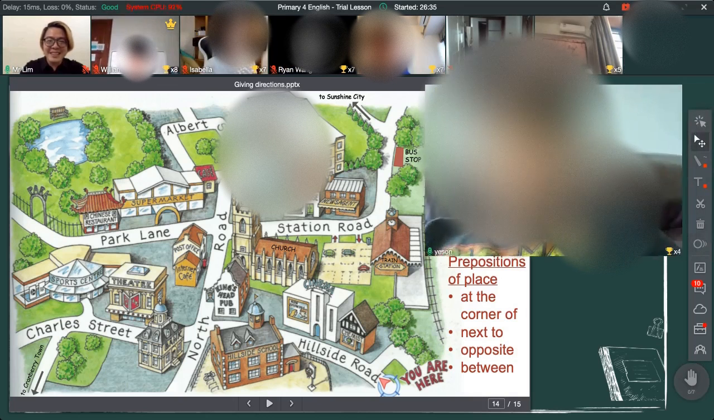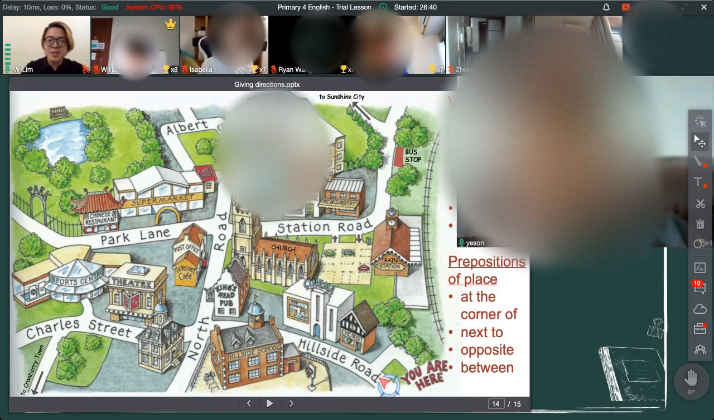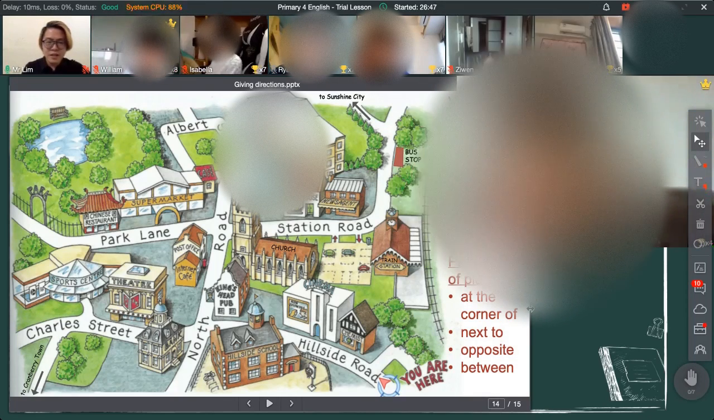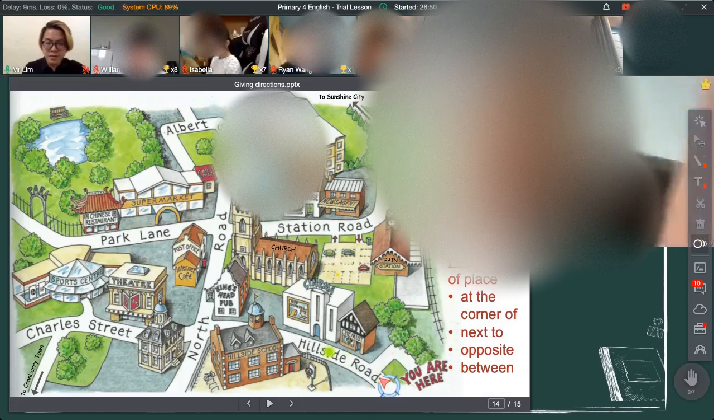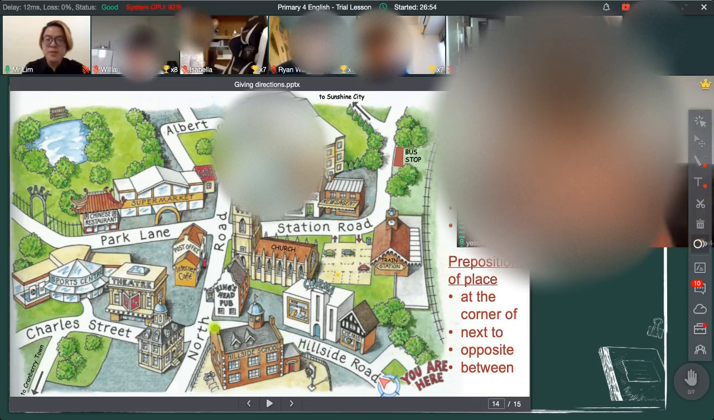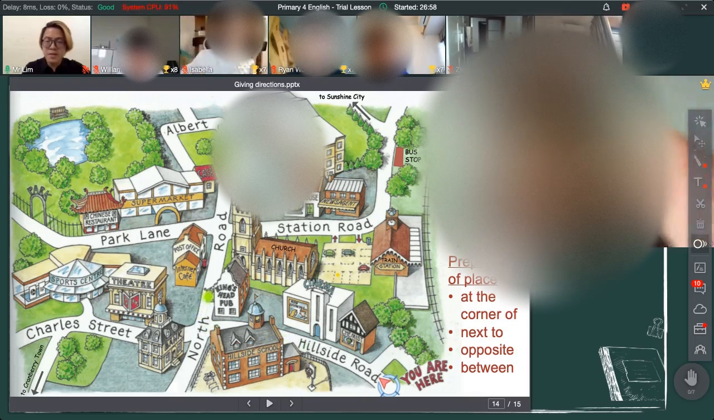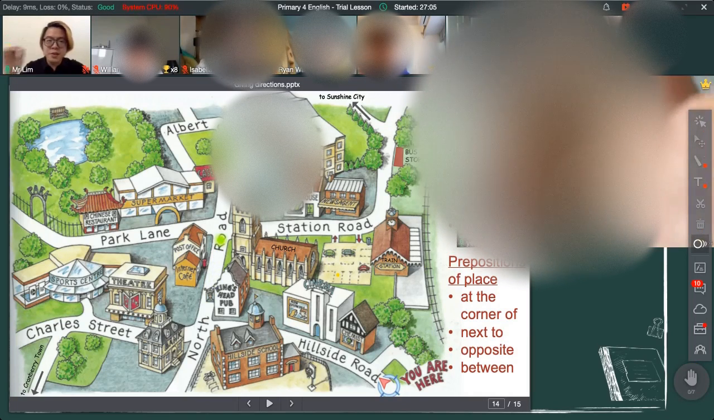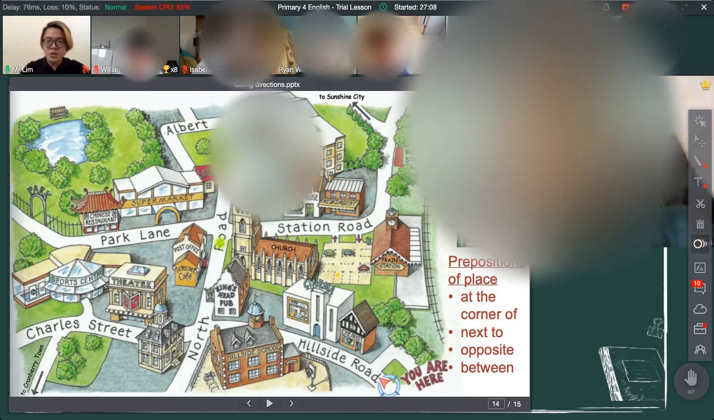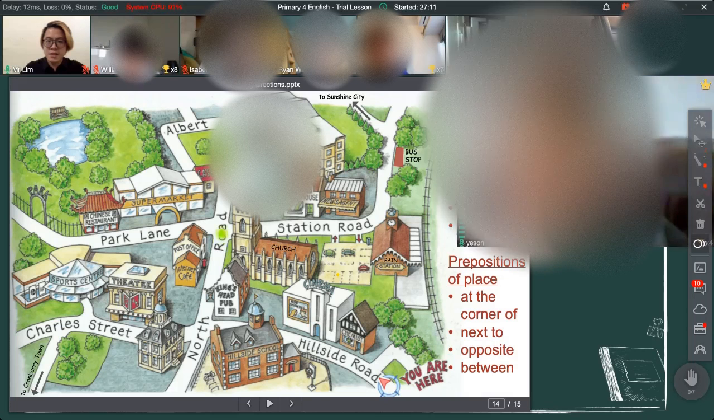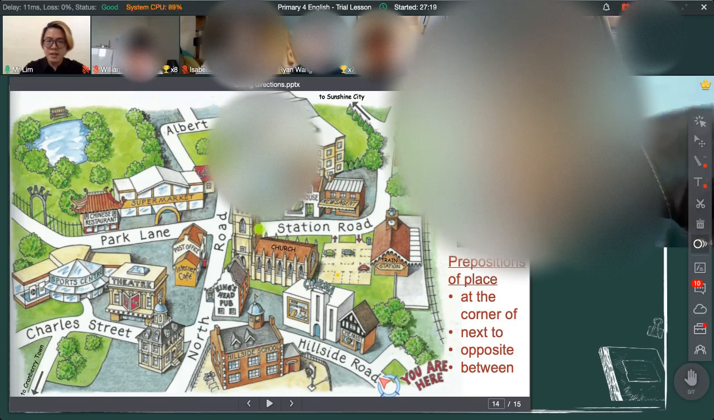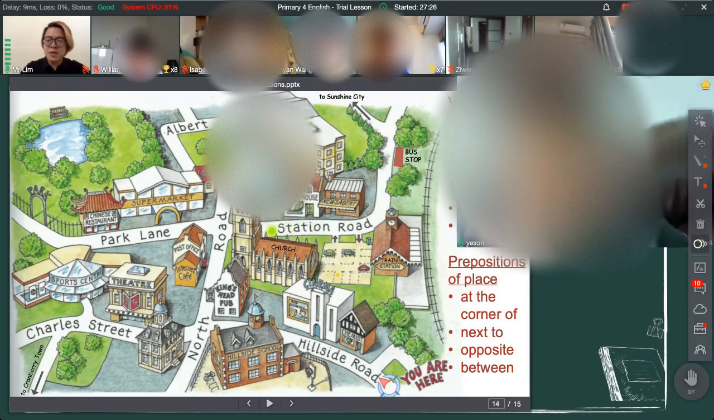Hi, Ethan. Hi, could you point us to the train station, please? Okay, so first you go through the hillside road until you arrive at the north road, and then you turn right, and then walk straight until you see the church. Until you see the church, and then you turn right, and then you walk, and then go straight, and then turn right, and you'll see the train station. When do you turn right when you walk straight?